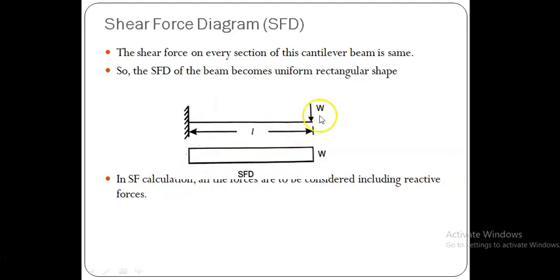Therefore we have an equal and opposite force, that is an upward reaction, because it is a downward force at this end support. Therefore left is upward, same W, and right down, left up, right down, it is simply a positive shear force diagram, and it should be uniform.